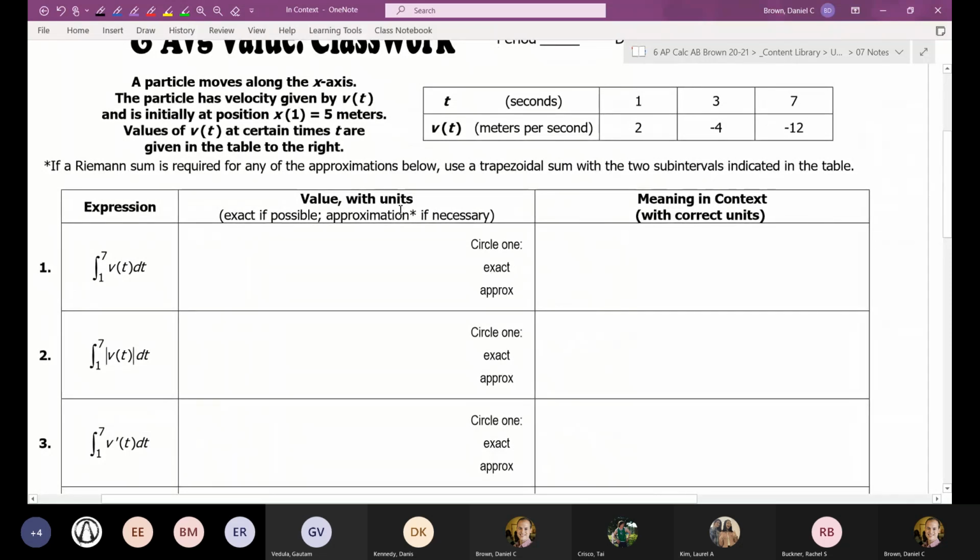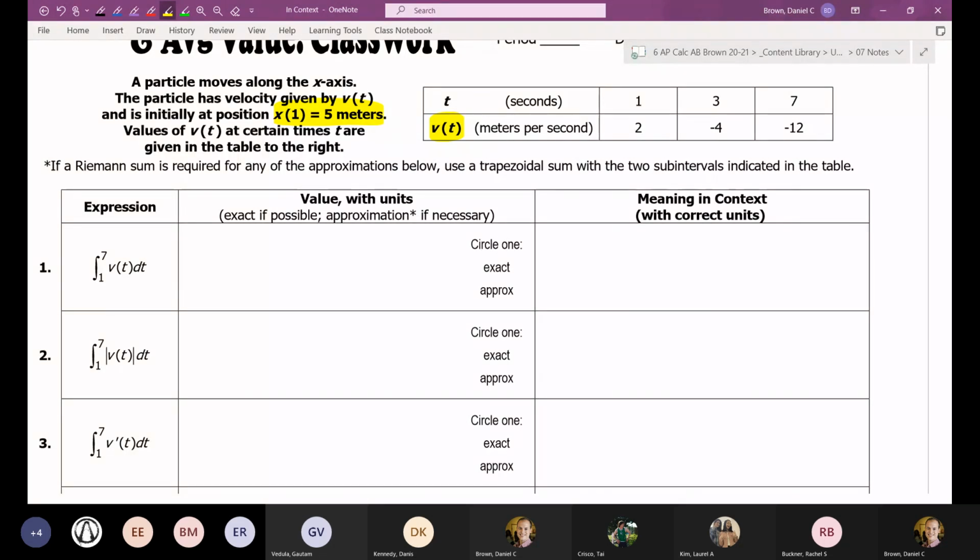I chose the PVA one. I think most students have a better gut understanding of position, velocity, acceleration. I give you a table of v of t. I give you an initial condition, the initial position, which is at 5 meters. And I basically wrote this table with the first column an expression. Some of them are integrals, some of them are just a value, some of them look like a rate of change. And I want us to be able to do two things with that.